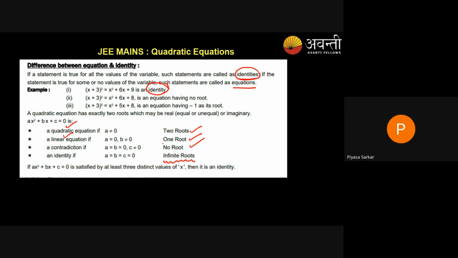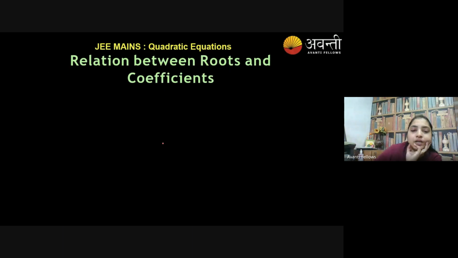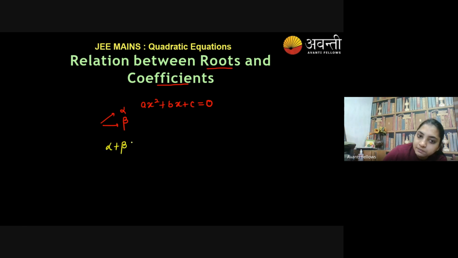So now we are talking about the relationship between roots and the coefficients. Remember, you have done this in class 10th. If alpha and beta are the two roots of ax square plus bx plus c equals 0, then what can I say? Alpha plus beta, that is the sum of roots, is minus b upon a. And the product of roots is c upon a. How many of you know that?